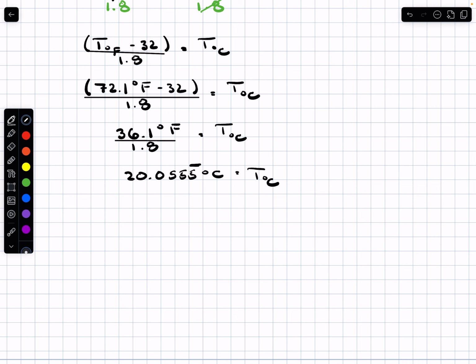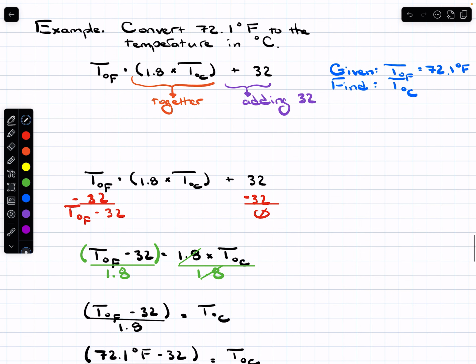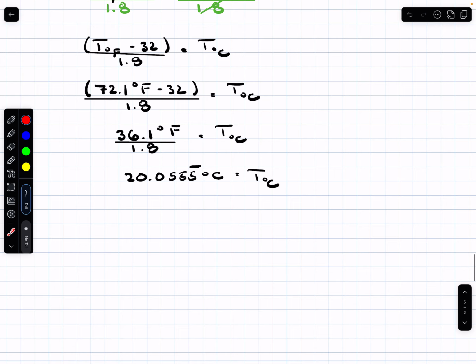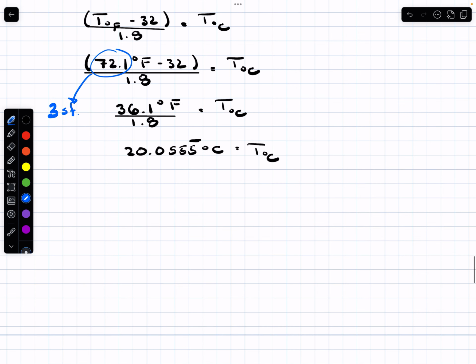What is this going to be when I take into account significant figures? So when we look back at our temperature equation, any of these numbers that are in here will not count for sig figs. So this 1.8 and this 32 are not part of the significant figure calculation. The only thing that's going to count is what's been measured, which is that 72.1 degrees. So 72.1 has three significant figures, 3 sig figs, which means my answer is going to have 3 sig figs.